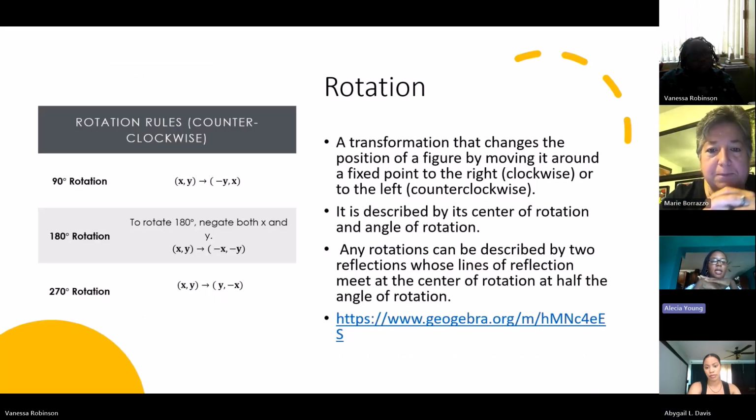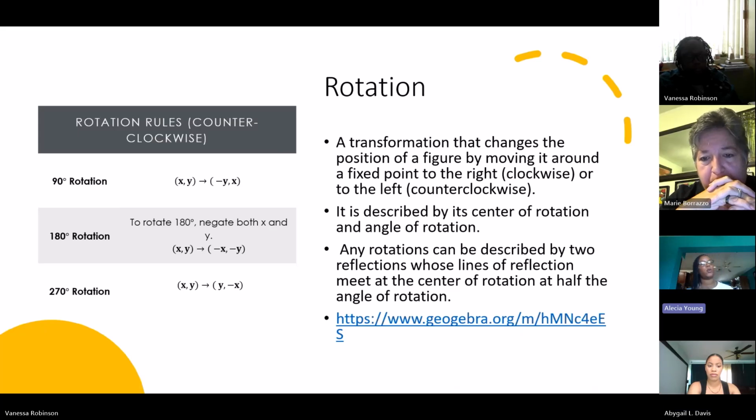As Marie just stated, rotation is a transformation that changes the position of a figure by moving it around a fixed point, either to the right, clockwise, or to the left, counterclockwise. It is described by its center of rotation and angle of rotation. So if you're going to rotate a figure, you need to know two things: at what angle you're rotating it and in what direction, clockwise or counterclockwise. Now, any rotation can be described by two reflections whose lines of reflection meet at the center of rotation at half the angle of rotation.